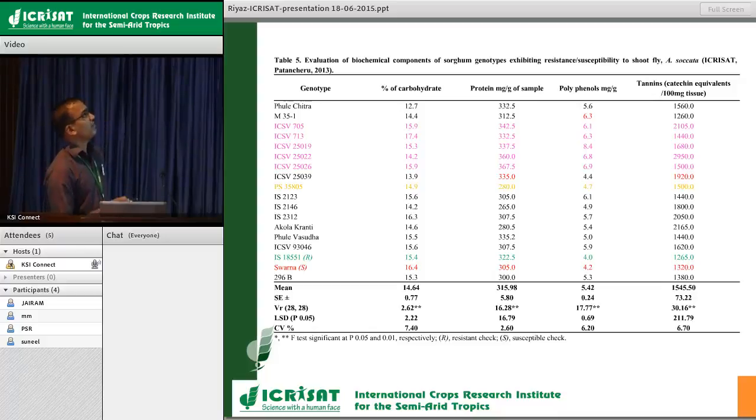So we have evaluated those genotypes for biochemical components also, which showed that the genotypes exhibiting lower shoot fly damage also have higher carbohydrate percentage, protein, polyphenol and tannin contents when compared to the susceptible check Swarna. Here in this case, we do not find a drastic change when compared with the susceptible check, but certain high amounts of carbohydrates, proteins and polyphenols were recorded in the resistant genotype when compared to the susceptible one.